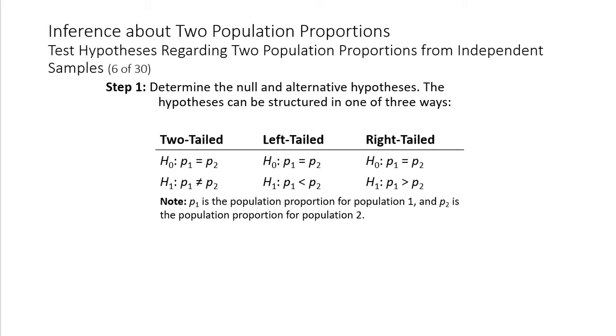And the steps in order to test the hypotheses regarding two population proportions from independent samples are as follows. Step 1, we need to determine the null and alternative hypotheses, just like we did when we tested the hypotheses for one population proportion. The hypotheses can be structured in one of three ways.